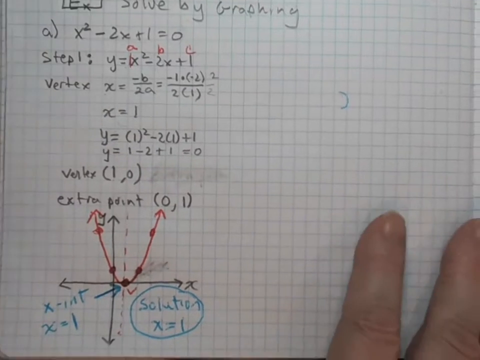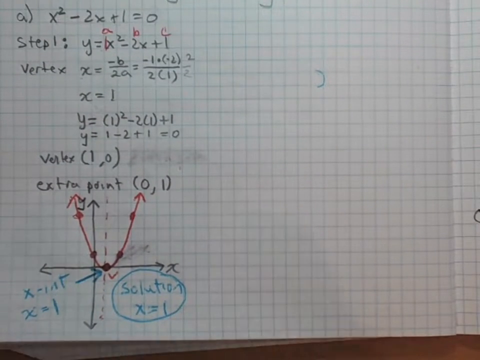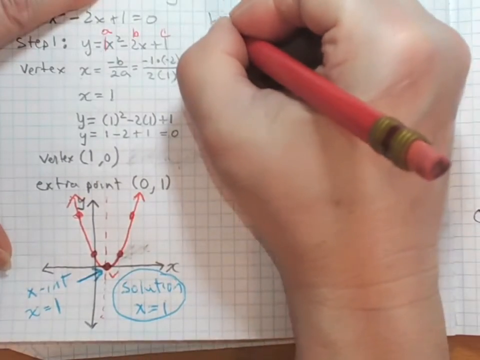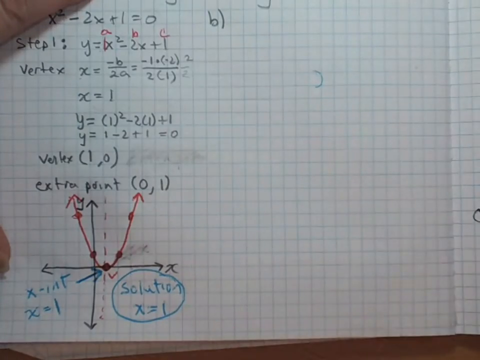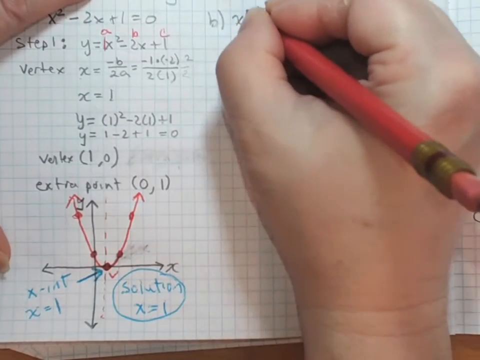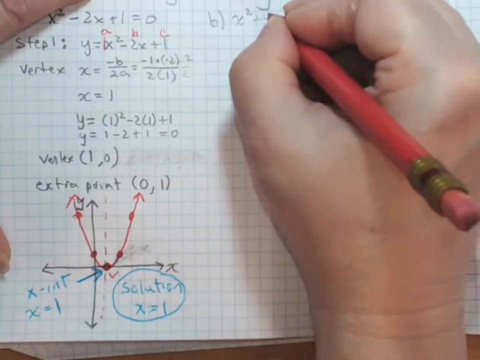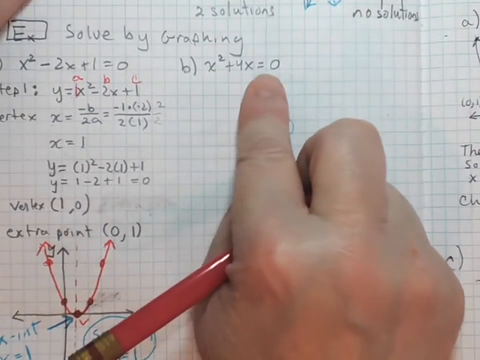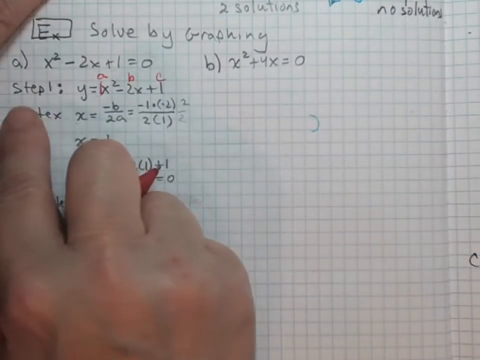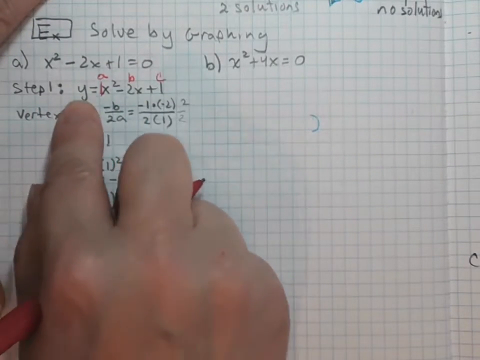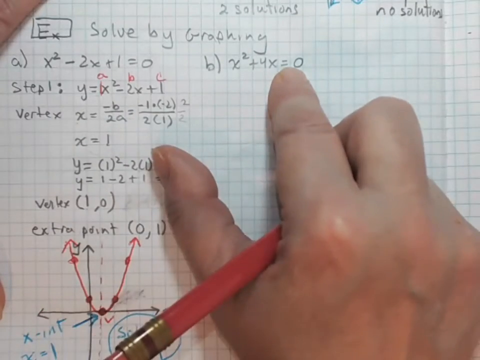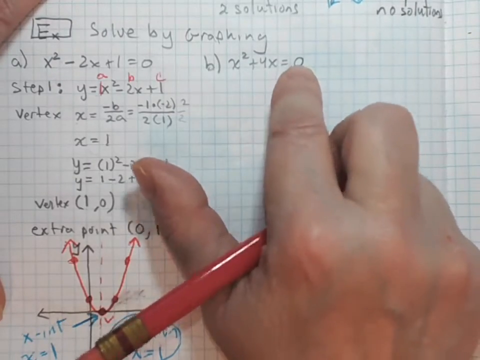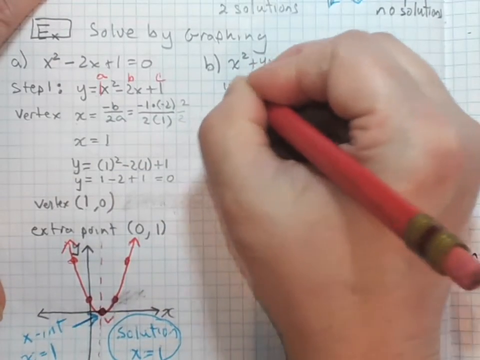All right, let's try another example. All right, so maybe we'll get a little faster at this. We're going to find the solution to x squared plus 4x equals 0. Again, our first step is to write it as a quadratic function. So I make sure that I have 0 on one side, and then I replace the 0 with the letter y, so I get y equals this. So rewriting.